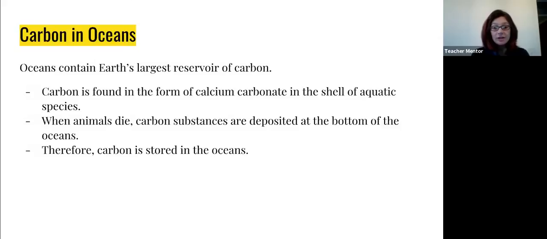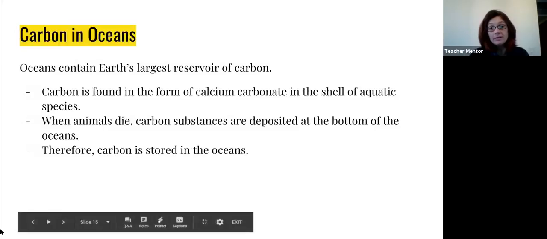Carbon is also found in the form of calcium carbonate in the shells of aquatic organisms. Again, when these organisms die, the carbon substances are going to be deposited at the bottom of the ocean. Therefore, we have carbon being stored in our ocean. The problem is people have located that carbon and started drilling. So again, we're at a limited amount of that carbon being stored in the ocean.